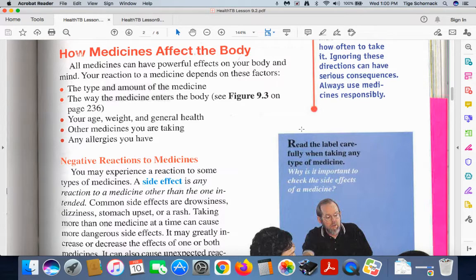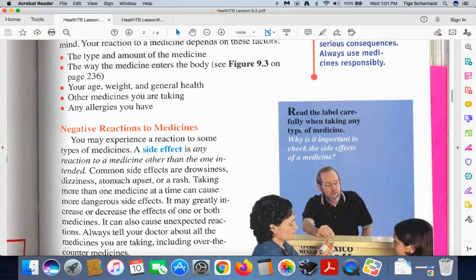How medicines affect your body. All medicines have powerful effects on your body and mind. Your reaction to a medicine depends on these factors: the type and amount of medicine, the way the medicine enters the body. We're going to look at that on page 236, figure 9.3. Other medicines you're taking, and any allergies you have. I have friends who are allergic to penicillin, so they cannot have any penicillin. That's what they mean by allergies. You can have an allergy to a certain medication and you cannot take it.